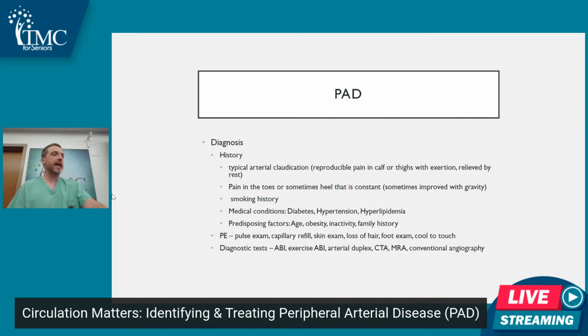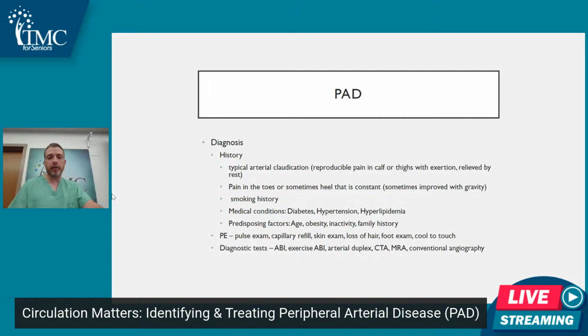Now, not everybody has the same textbook presentation. We're humans, we're complicated beings, and we have a lot of different things going on in our bodies at the same time. So sometimes it is a little bit of an art, saying, hey, this may be this or it may be that, and we're going to do some testing to help differentiate. A lot of people have more than one thing going on at the same time as well.